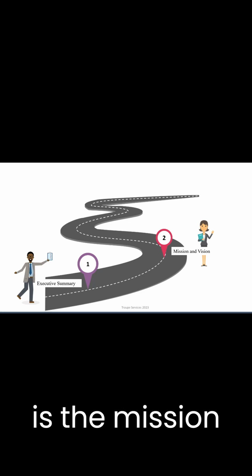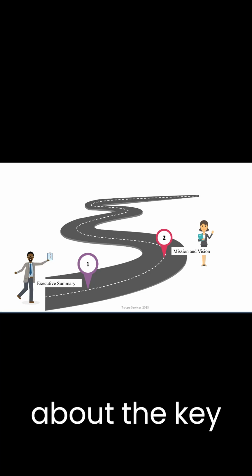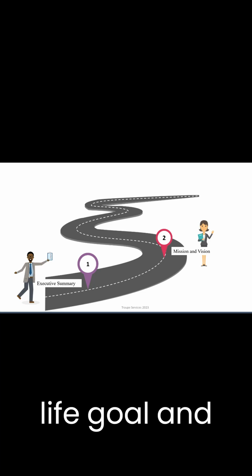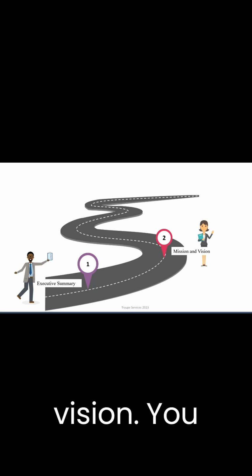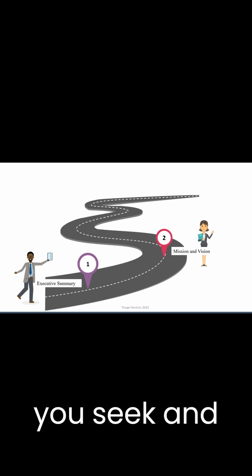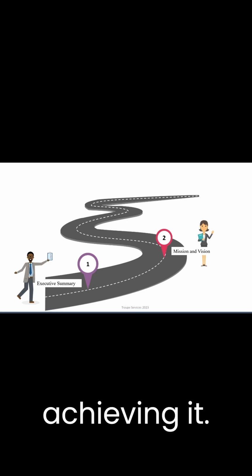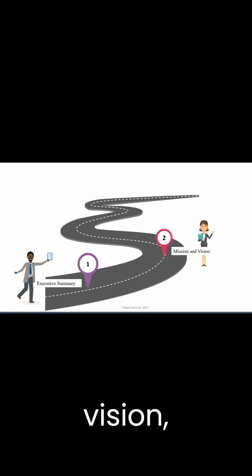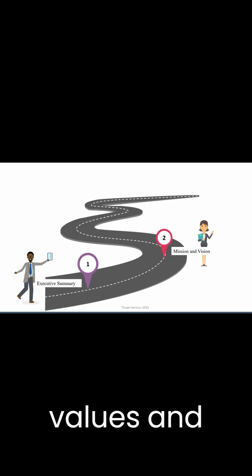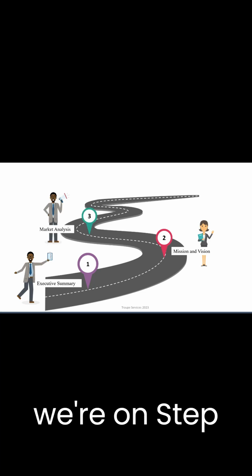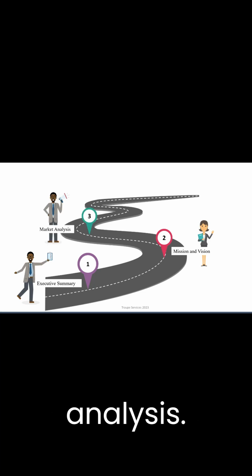Step 2 is the mission and vision. Let's talk about the key points for that. So you want to start by defining your primary life goal and explaining how it aligns with your business vision. You also want to describe the personal fulfillment you seek and how your business will contribute to achieving it. And finally, you want to emphasize the purpose-driven nature of your vision, highlighting the core values and mission that inspire your business's direction.